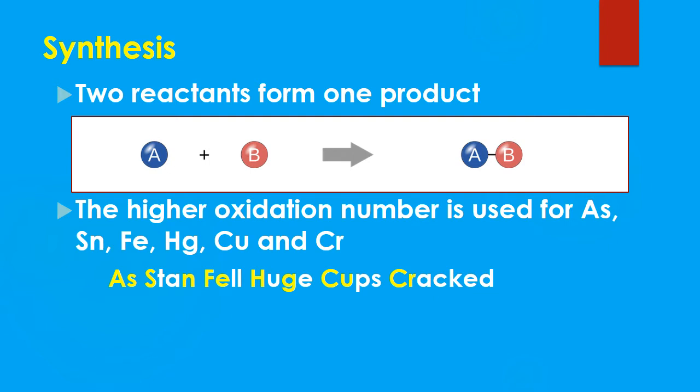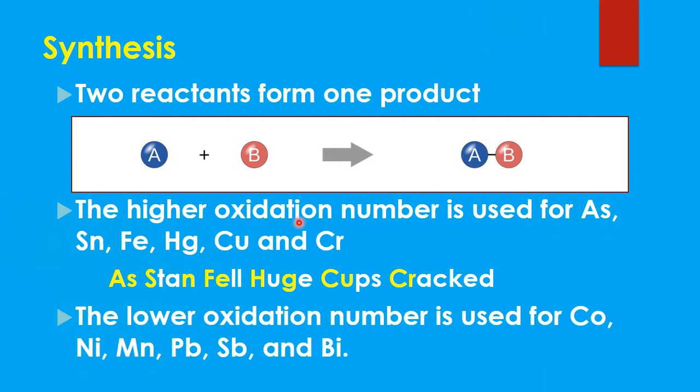Now, when we have our transition metals, and these transition metals have multiple oxidation numbers, and oxidation number is the same thing as their charge. They can have multiple charges. So for these elements here, whenever they form compounds, we're going to use their higher oxidation state or the higher charge. So as stand fell, huge cups crack. Okay, so these elements here we're always going to use their higher oxidation numbers. Now for these cobalt, nickel, manganese, lead, antimony, bismuth, we're going to use the lower charge. And we'll see some examples of that as we go along.